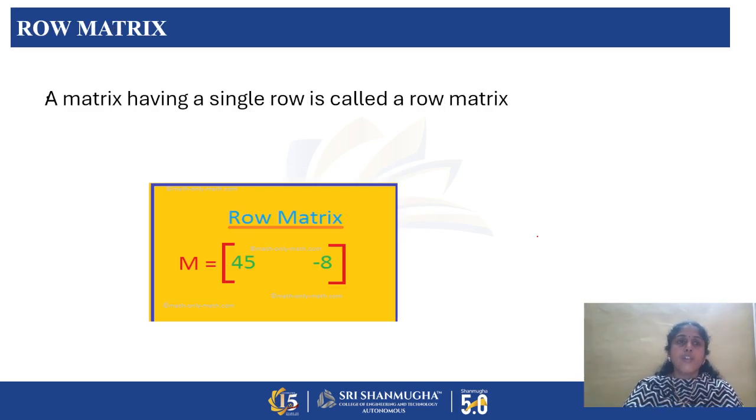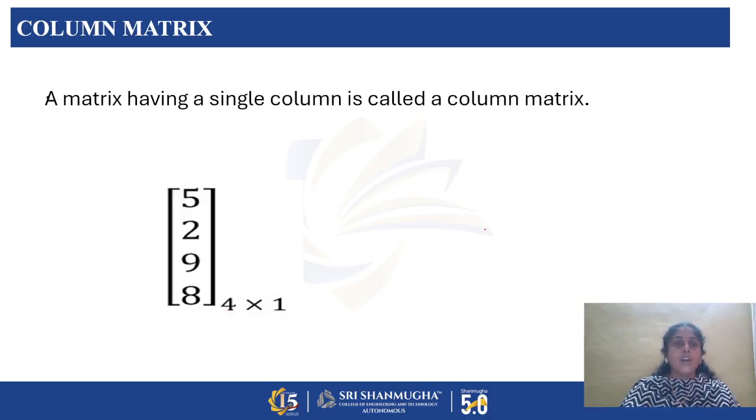Next, coming to the definition of a row matrix, a matrix having a single row is called a row matrix. Only one row will be present, so it is called a row matrix. Column matrix, similar to a row matrix, a matrix having a single column is called a column matrix. So here we have four rows, 1 2 3 4, and how many columns? Only one column, so it is a 4 cross 1 matrix.